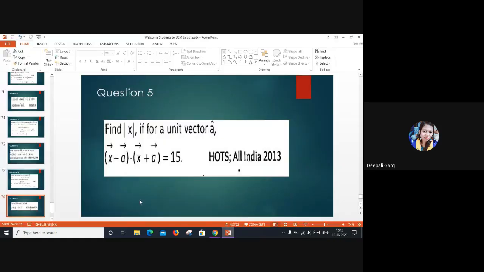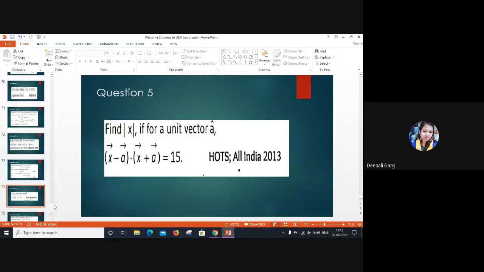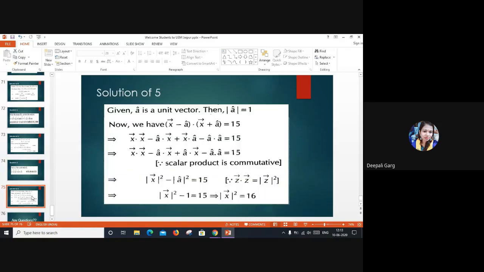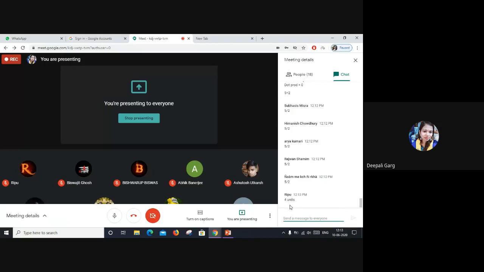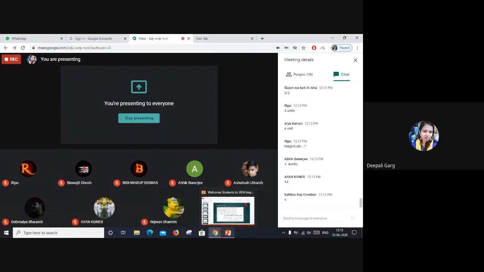So Ripu is saying 4 units. I think the answer is right. 4 is the answer. Yes, 4 is the answer. But it can be plus and minus 4 units. So people can see the solution from the PPT.